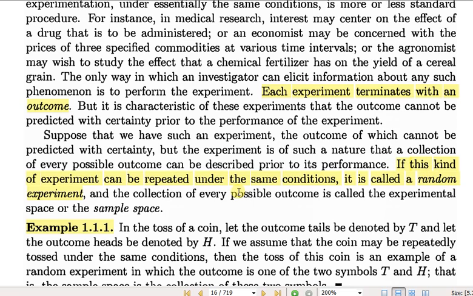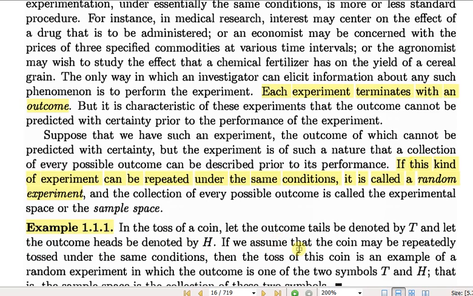If this kind of experiment can be repeated under the same conditions, it's called a random experiment. And the collection of every possible outcome is called the experimental space or the sample space. Example 1.1.1. In the toss of a coin, let the outcome tails be denoted by T and let the outcome head be denoted by H.